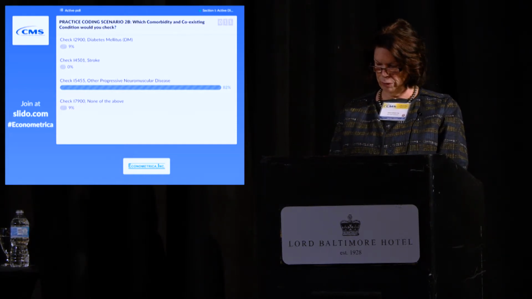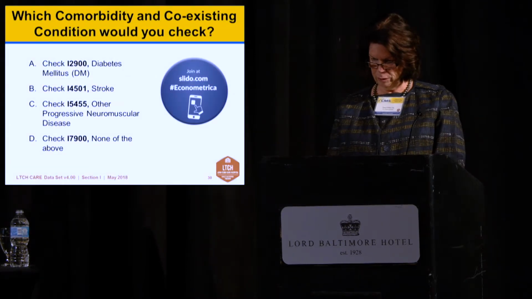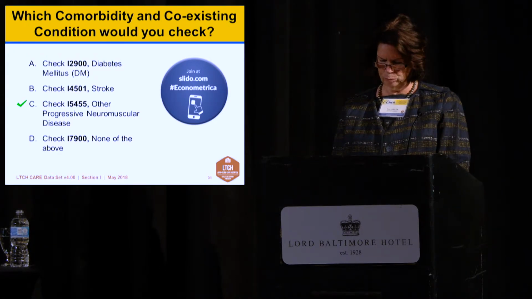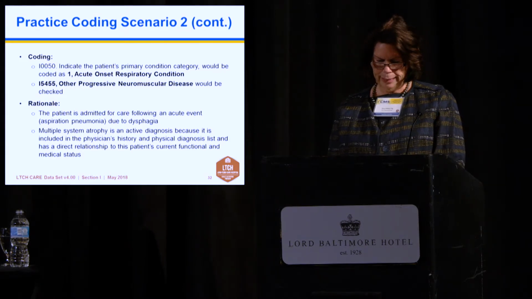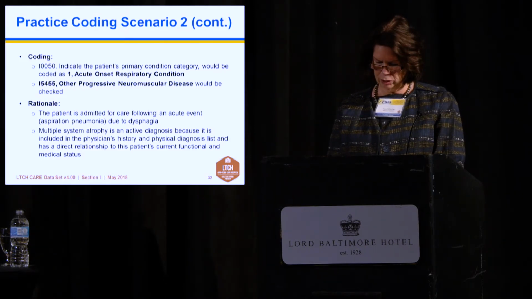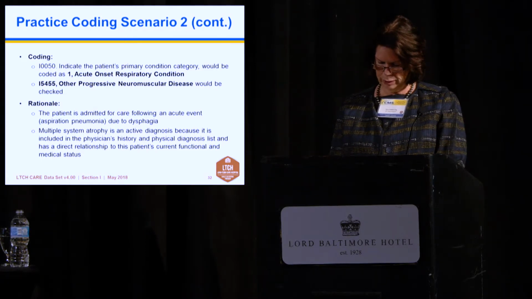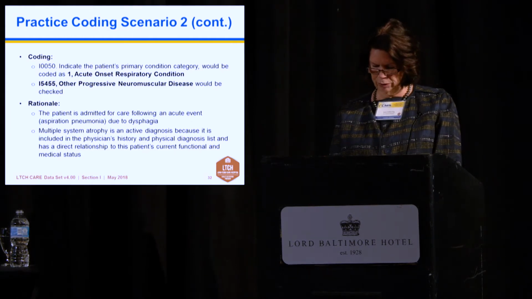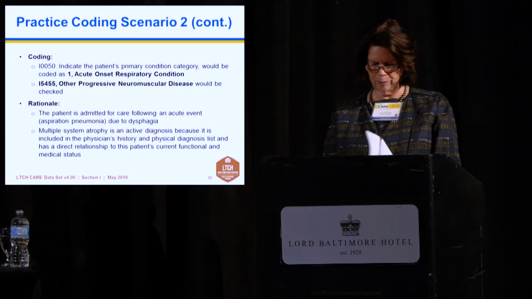And we did very well there. C is the correct response, other progressive neuromuscular disease. In this scenario, the patient's primary condition category is acute onset respiratory condition, and the coexisting condition is an other progressive neuromuscular disease. So I-54, 55 would be check.